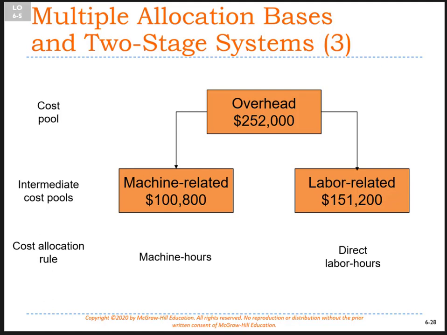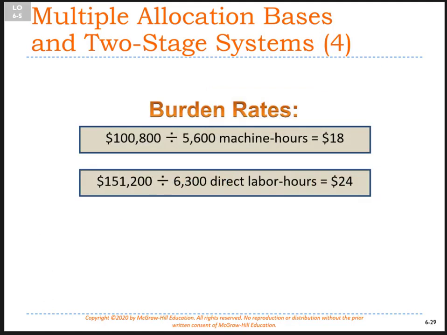All right, so 2 stages means we allocate first to 2 different cost pools that add up to our total overhead, and then we have maybe a different cost allocation rule for each of those. So in this case, you end up with 100,800 of machine-related overhead divided by 5,600 machine hours.